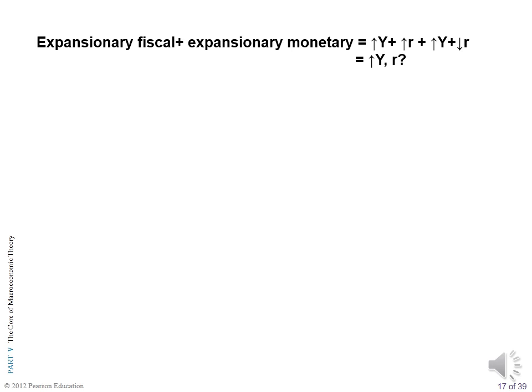Y will increase صح؟ لكن R هيحصل لها ايه؟ دي it depends which one has the increase in R is more than decrease in R, or decrease in R is more than increase in R, or the increase equals the decrease in R. يبقى الإفكت على ال R inconclusive. We cannot tell if R will increase or decrease. ده according للأماونت اللي هيزيد بيها الماني سبلاي والأماونت اللي هنزيد بيها G.